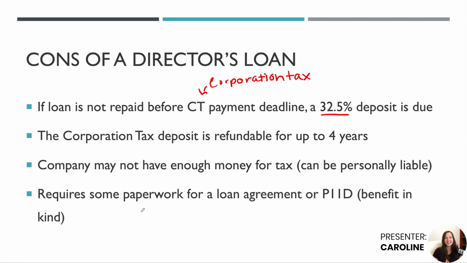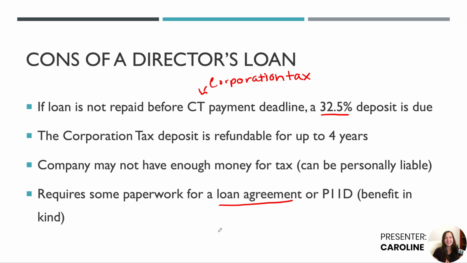And another last one is it requires some paperwork for a loan agreement or P11D for the benefit in kind. So if you wanted to arrange the loan with your company and you wanted to put specific terms in place and also the rate of interest and all of that stuff, then you would have some paperwork to do on that.